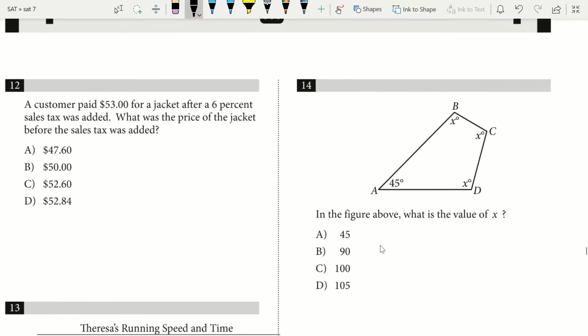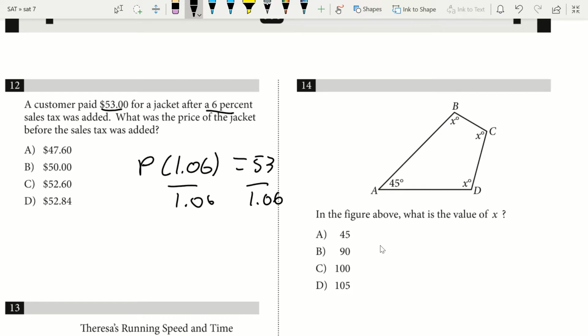I got question 12. A customer paid $53 for a jacket after a 6% sales tax was added. What was the price of the jacket before the sales tax was added? Well, I'm going to say P is the price before sales tax. That's getting multiplied by 1.06 because we have a 6% sales tax. That gives me 53. I divide each side by 1.06.